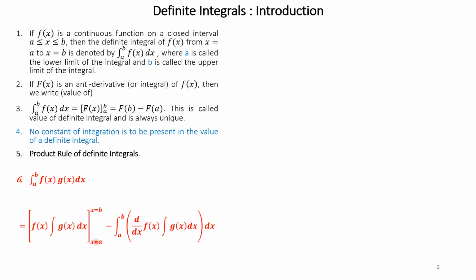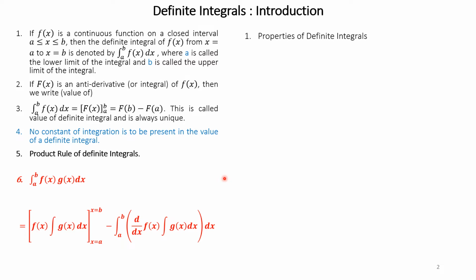So the a to b is written on the square bracket, not inside the integral sign, minus the integral from a to b of, within brackets, d by dx of f(x) into the integral of g(x) dx, close the bracket, dx. So please note the limits are specified at the square bracket, x equals a to x equals b, and the next integral after my negative sign goes from a to b.